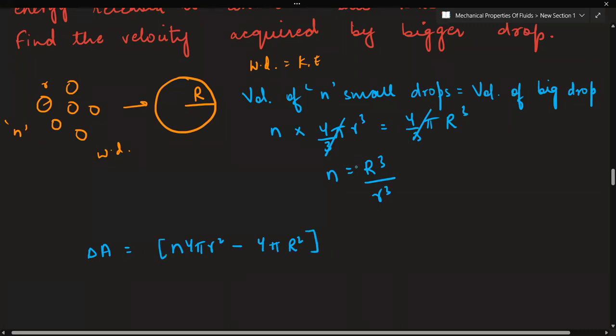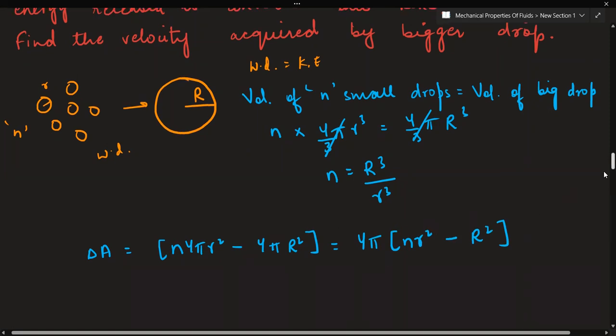Now see, we already have a relation between capital R and small r. So if you place this in this, it would be 4 pi, you can take it as common. Now what will be left? N r square, this small n and r square, minus, from here 4 pi has been taken common, so capital R square will be left. So this is the change in surface area.